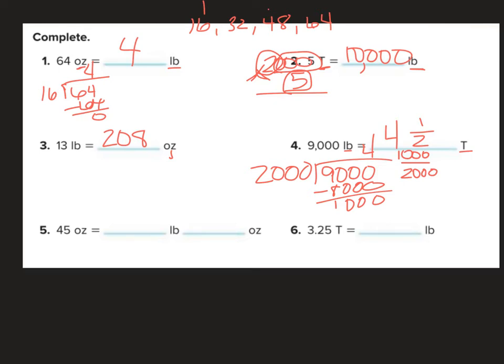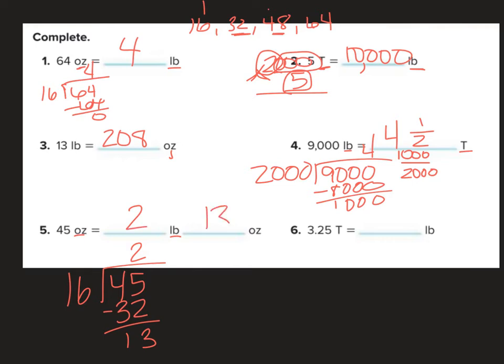Okay, next one. Here I'm going from ounces to pounds, so I need to go small to big, which means I need to divide. 45 ounces divided by 16. 45 is just below 48, so I can only do 2. Minus 32. And 5 minus 2 is 3. 4 minus 3 is 1. So I would have 2 pounds, 13 ounces. This is my remainder, which is also in my original form of ounces.